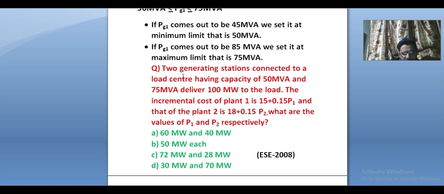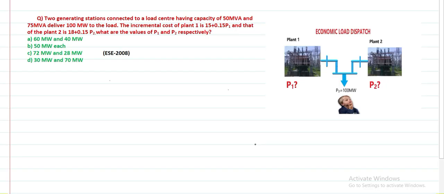This numerical has been asked in ESE 2008. Now we are going to solve this numerical. What we have to calculate? P1 and P2. It is given that the incremental fuel cost of plant 1 is 15.0 + 0.15 P1 and the incremental fuel cost of plant 2 is 18.0 + 0.15 P2, and PD is given as 100 megawatt. Now we have to calculate the values of P1 and P2 for economical load dispatch.